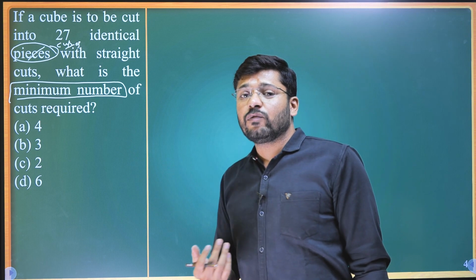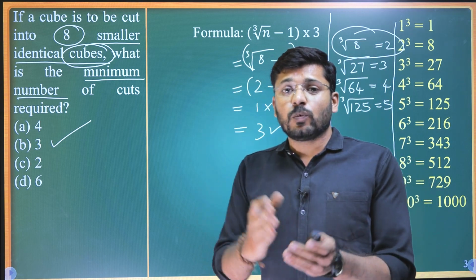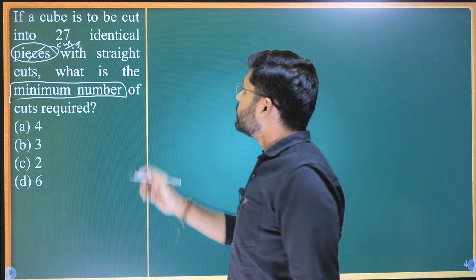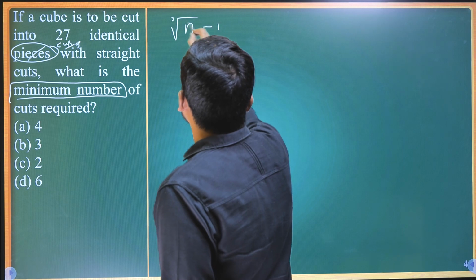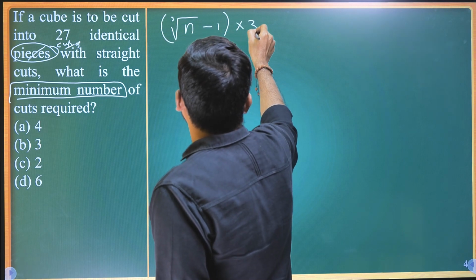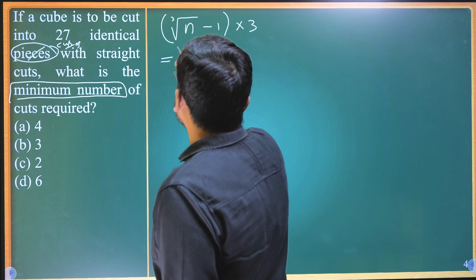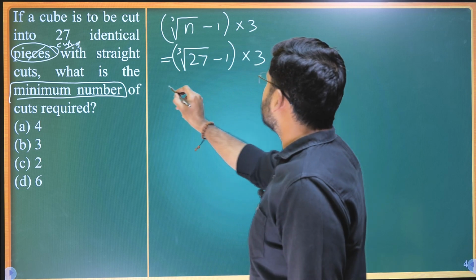And now we have a formula for this one. The formula is this one, right? If you are to cut a bigger cube into smaller cubes, then the formula is cube root of n minus 1, into 3. What is cube root of n? In this context, the n value is 27. So cube root of 27 minus 1, into 3.